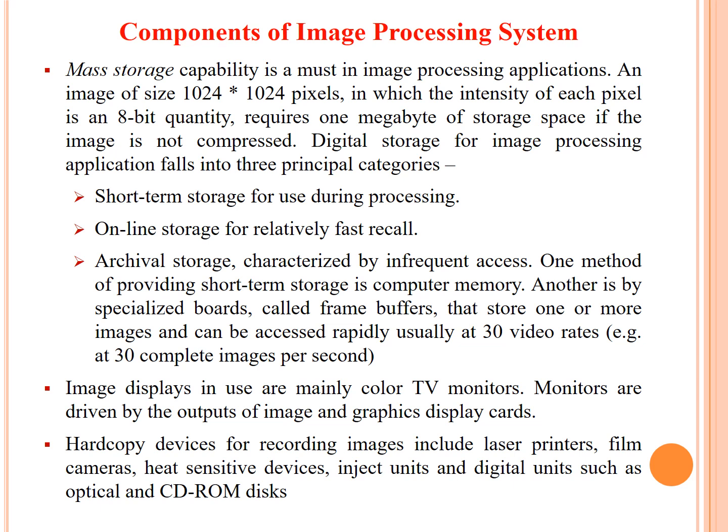One method of providing short-term storage is computer memory. Another is by specialized boards called frame buffers that store one or more images and can be accessed rapidly, usually at 30 frames per second video rates. The latter method allows virtually instantaneous image zoom as well as scroll and pan. Frame buffers usually are housed in the specialized image processing hardware unit.